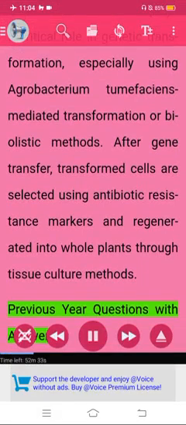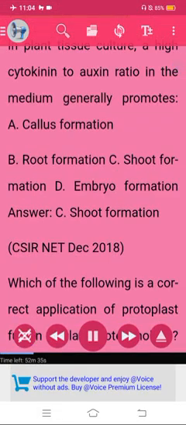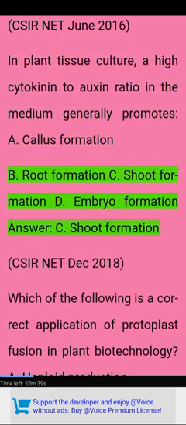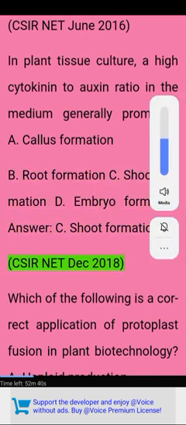Previous year questions with answers. CSIR-NET June 2016. In plant tissue culture, a high cytokinin to auxin ratio in the medium generally promotes: A. Callus formation. B. Root formation. C. Shoot formation. D. Embryo formation. Answer: C. Shoot formation.